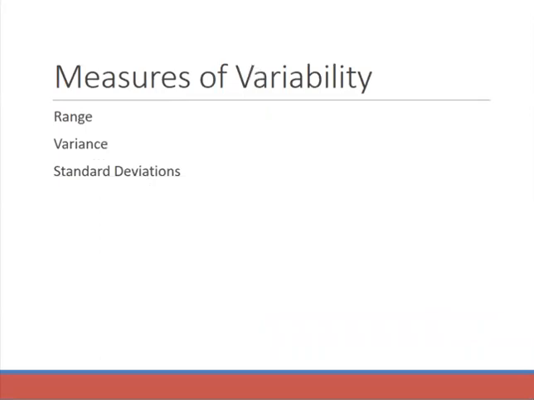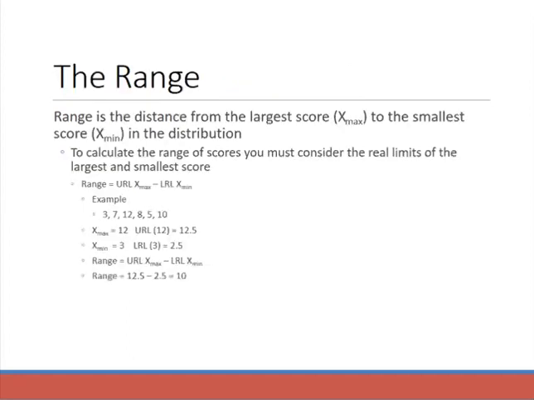There are three basic measures of variability: the range, which is the simplest, and then variance and standard deviation, which are connected. The range is the distance covered by the scores in the distribution. Generally, the range is the largest score, or X max, minus the smallest score, or X min. This works really well for precisely defined upper and lower values.